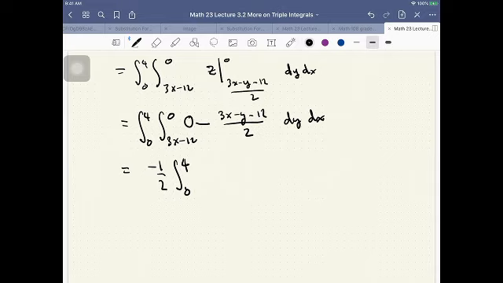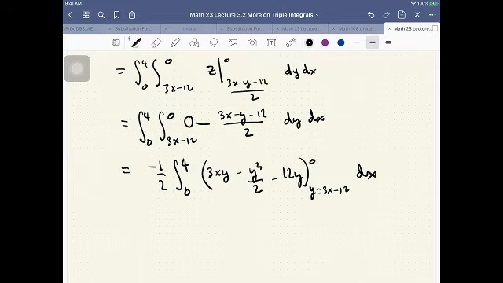So the minus 1 half comes from this part here. Okay, and then maybe I right away integrate with respect to y here. So I have 3xy minus y squared over 2 minus 12y, and then you evaluate y equals 3x minus 12 to 0, dx. And so maybe this is the last line that I would care to solve.